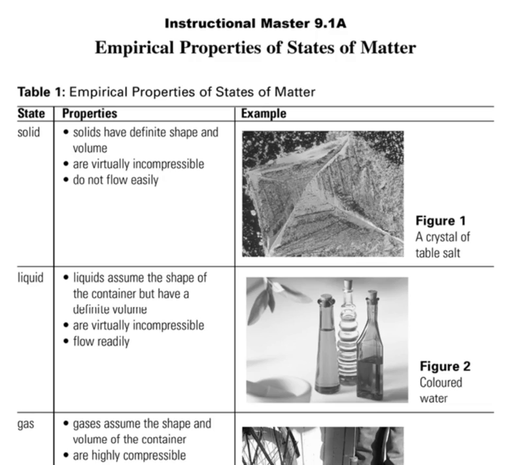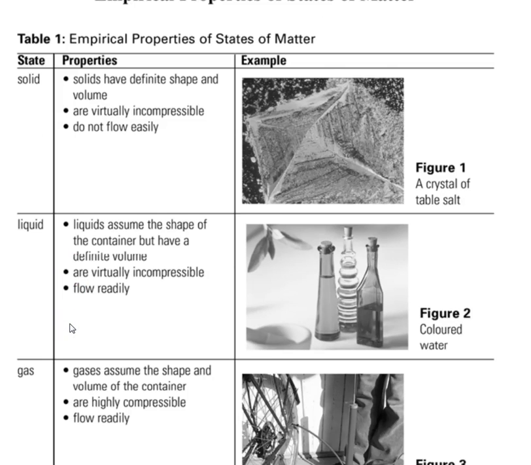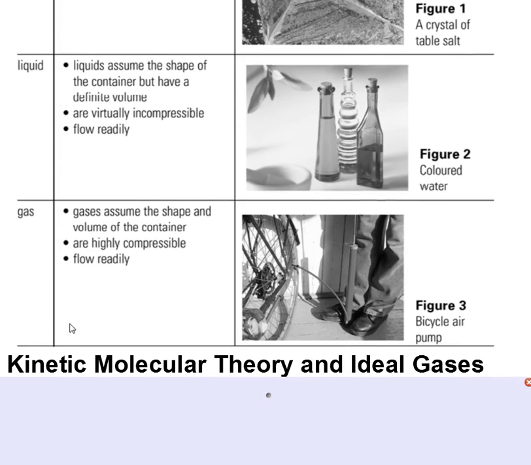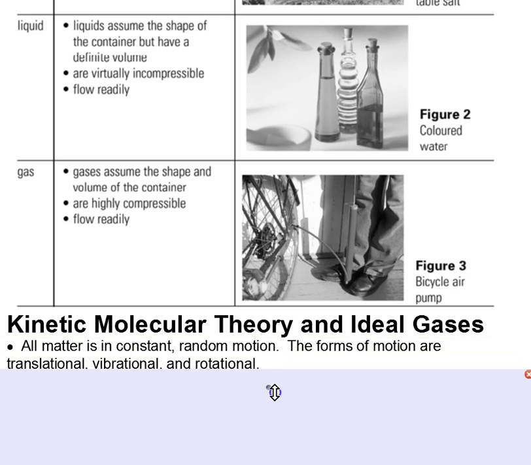The forces between liquid particles tend to be a little bit weaker, and then the weakest of all would be the forces between gases. And all these properties can be explained using intermolecular forces. So the first point here for the kinetic molecular theory has been mentioned already, the three forms of motion.